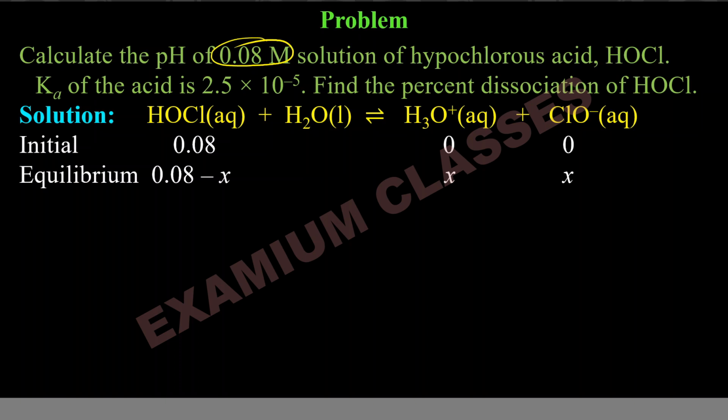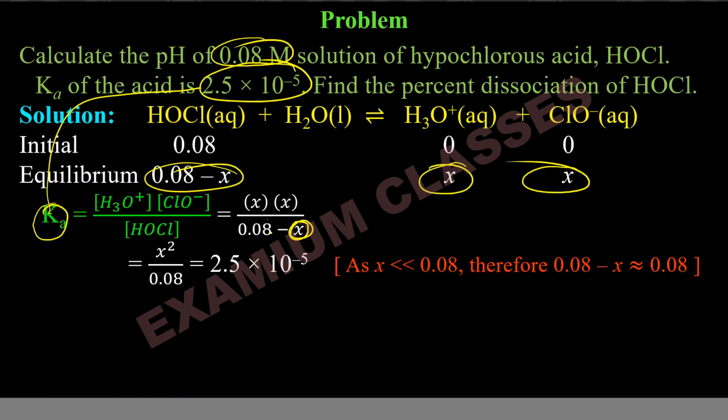Remember, you cannot neglect x here, because anything may not be negligible if you compare it to itself. It is 100% of itself, so you can't neglect it. But if you consider this x as compared to 0.08, then it can be neglected because there is hardly any dissociation. So instead of 0.08 minus x, you can write 0.08 only. So this part is important. You should remember 0.08 minus x in this case will be approximately equal to 0.08.